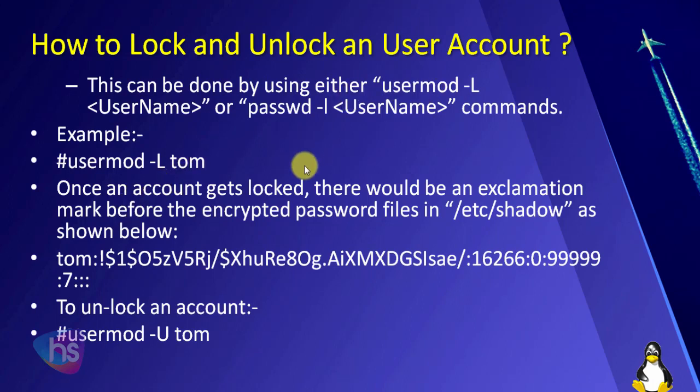Once the account gets locked, in the file /etc/shadow, if we open it in the vi editor or any editor you are familiar with, or use cat, as shown below, the exclamation mark in front of Tom shows that the user is locked. To unlock the user Tom, use usermod space -U space and the username. Then the user can access the Linux server again.